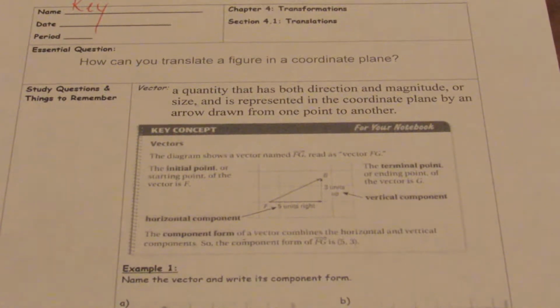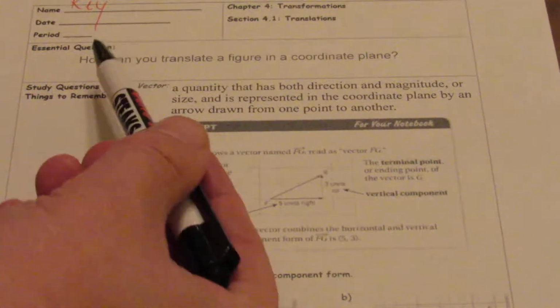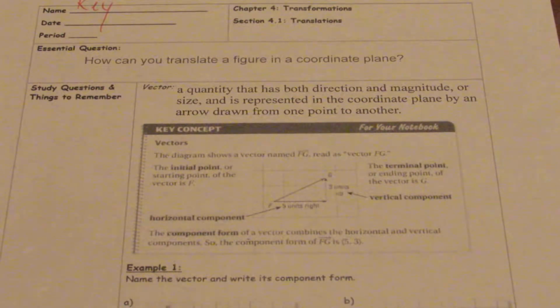Chapter 4, looking at transformations. I'm going to start off with translations. Our essential question: how can you translate a figure in a coordinate plane? One of the things we use to do that is a vector.